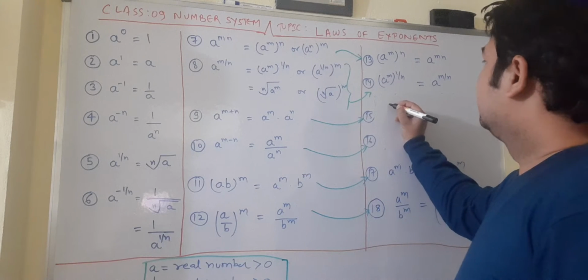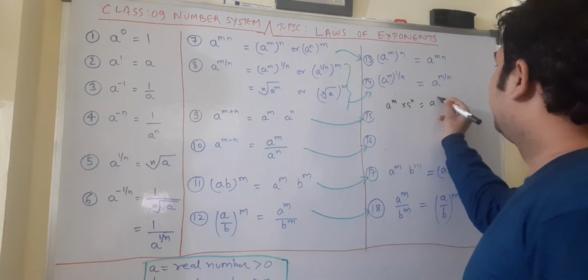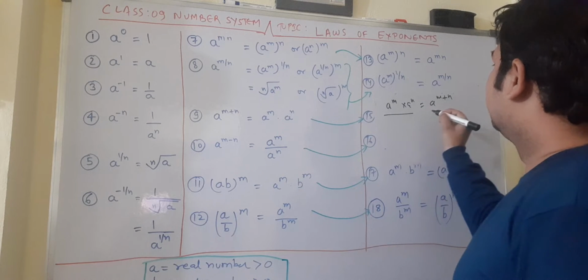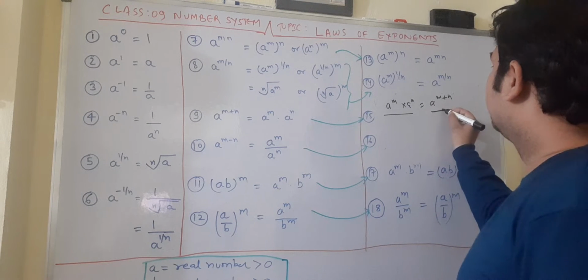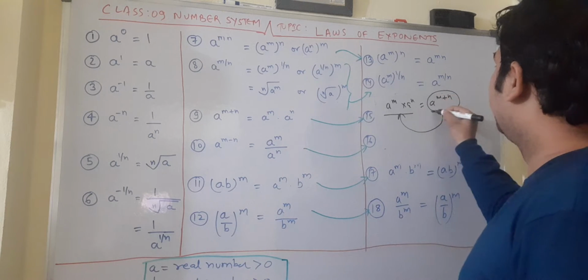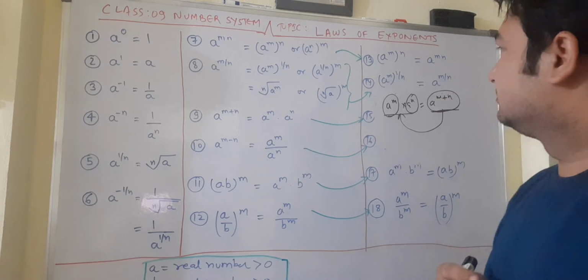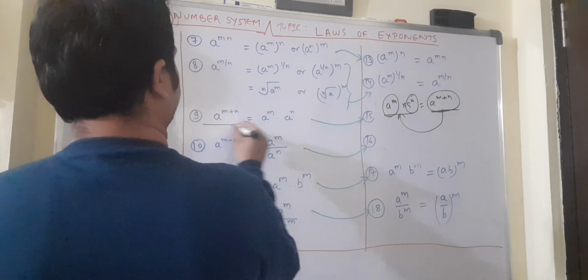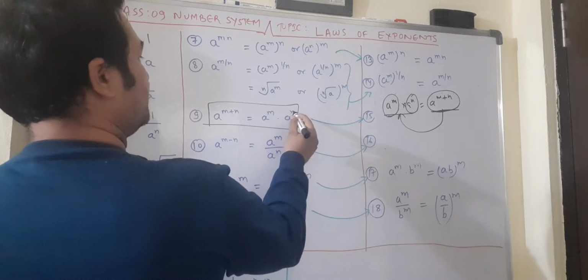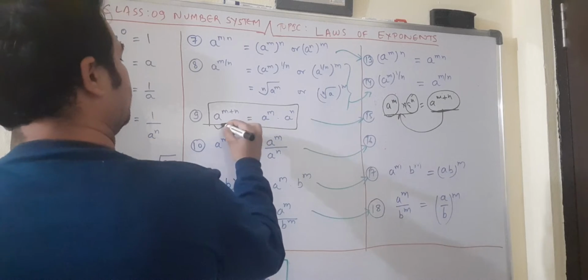We had seen here that a to the power m into a to the power n becomes a to the power m plus n. And since this is equal to this, this part will also be equal to this. So we can also write a raised to the power m plus n equals a to the power m into a to the power n, because this will again become a raised to the power m plus n.